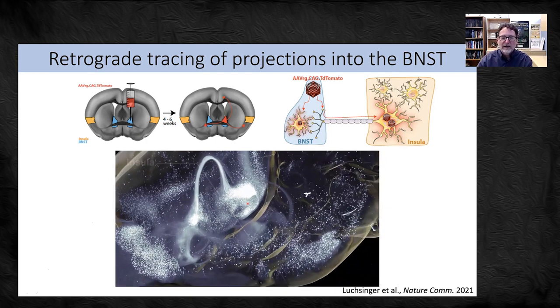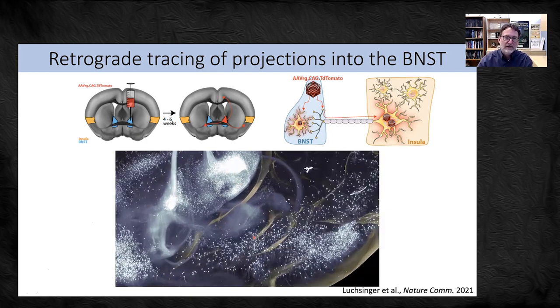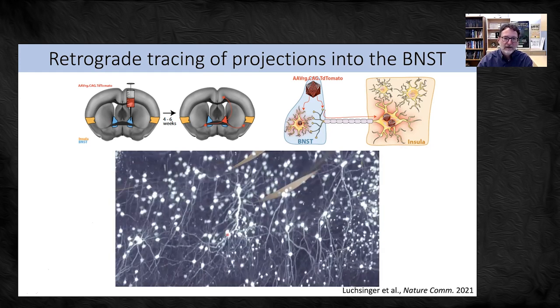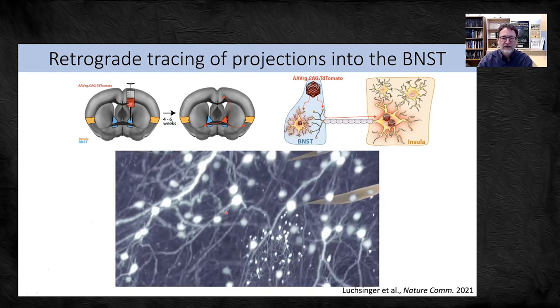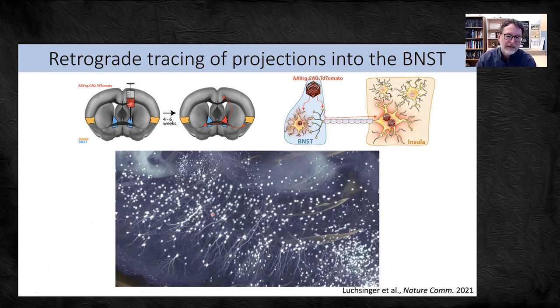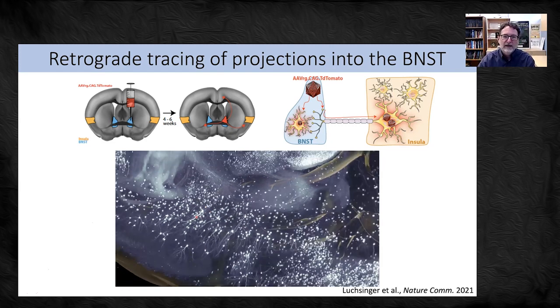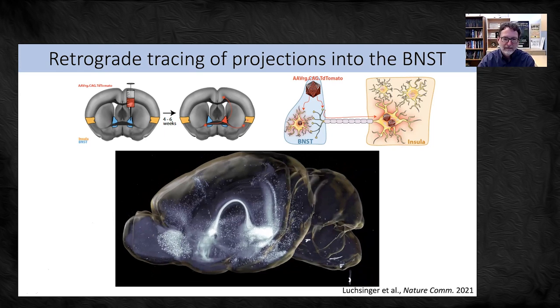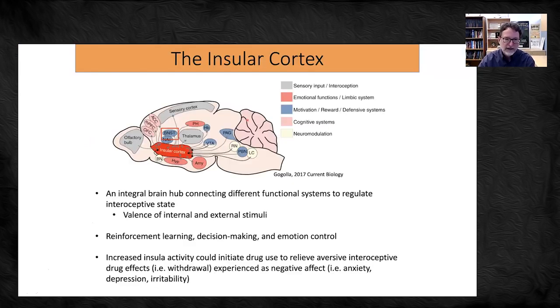We became very interested in some of the cortical inputs onto BNST neurons, and in particular, this population of cells here within the insular cortex. The insular cortex is a hidden cortex in the human brain. Here it is in the rodent brain, and it has been implicated in a variety of behaviors relevant to alcohol use disorder. The insular cortex is an integral brain hub that connects different functional systems to regulate interoceptive states.